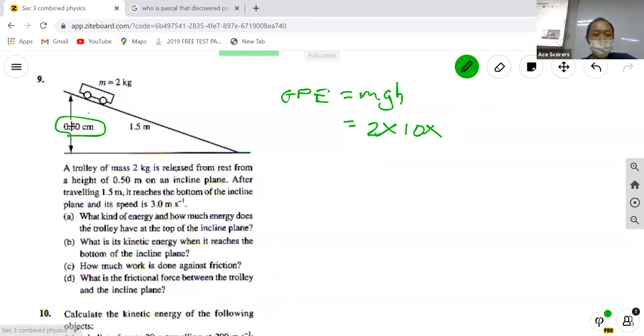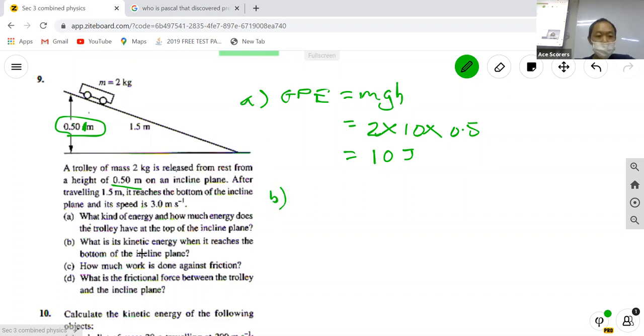I suspect there's a bit of a problem, okay? Because it says 0.5 meter, and then it says 0.5 cm here, right? So we are going to remove the c. It should be 0.5 meters. So the answer is 10 joules of energy at the top. That is part A.